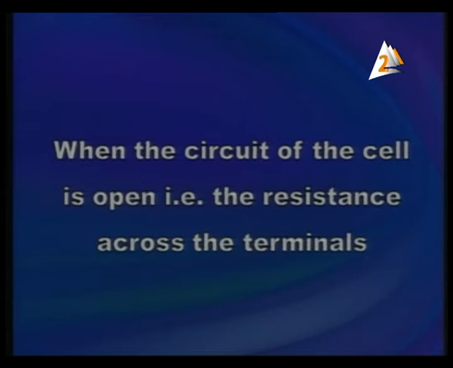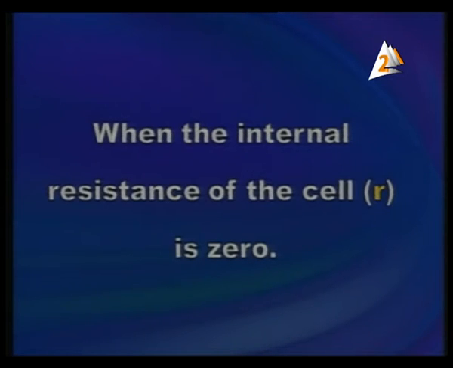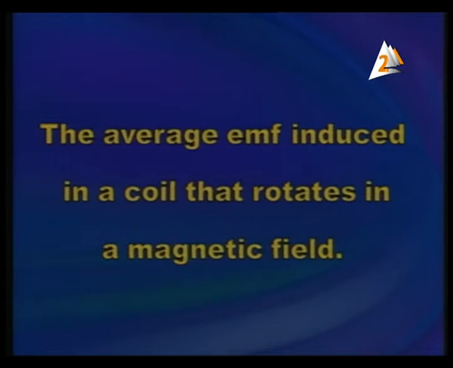When the circuit of the cell is open, that's to say the resistance across the terminals of the cell is infinite and no current passes through the cell. Or when the internal resistance of the cell is equal to 0, it is negligible. Okay. When does the average EMF induced in a coil that rotates in a magnetic field equal 0?